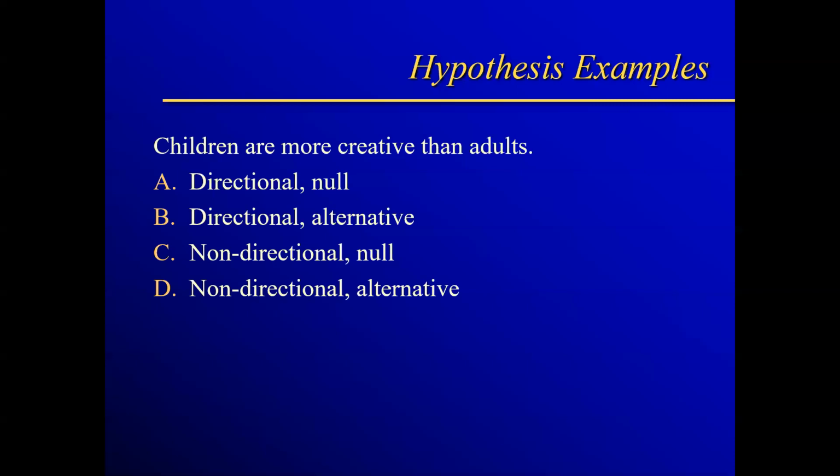So it is an alternative. A pure non-directional alternative would just be, hey, children and adults differ. It makes it directional because we're saying children are greater than adults. And then the null hypothesis is just that children are not more creative than adults. That would be the null hypothesis to this alternative hypothesis.